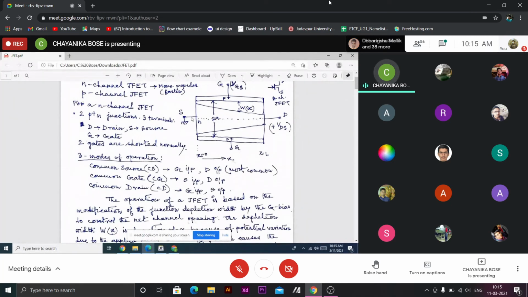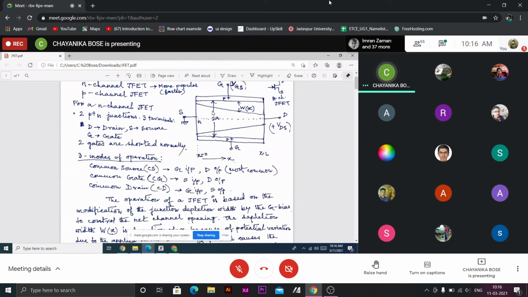So for this N channel device, there are 2 heavily doped P regions on the top and bottom surface. They form the 3rd terminal, the gate. Now for a P channel JFET, it will be a P type bar. Holes, the majority carriers, will drift across this, and these 2 layers will be N plus. So basically they form a junction, a P plus N junction. In case of a P channel JFET, that is an N plus P junction.